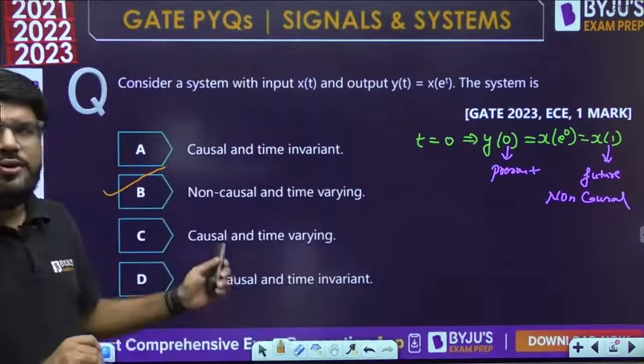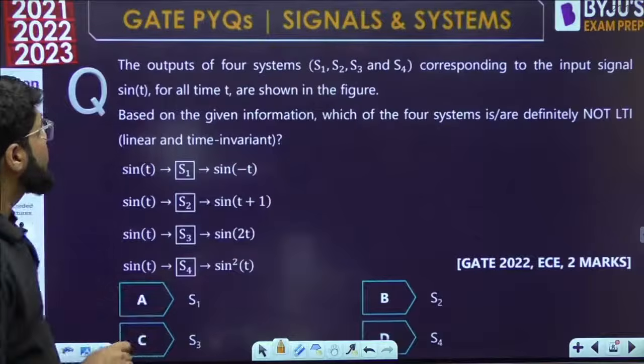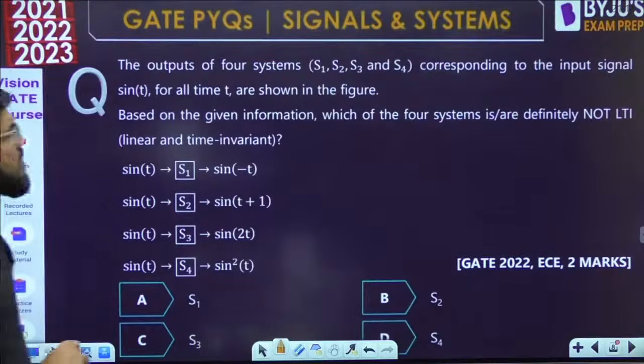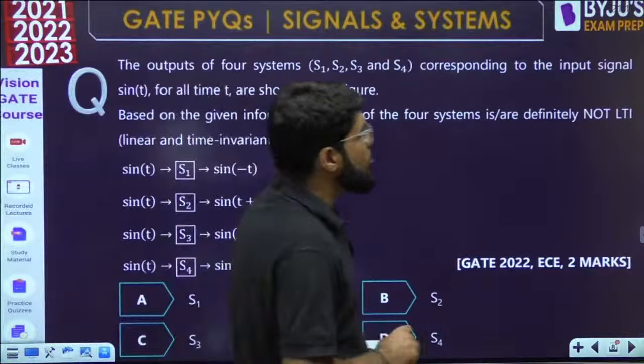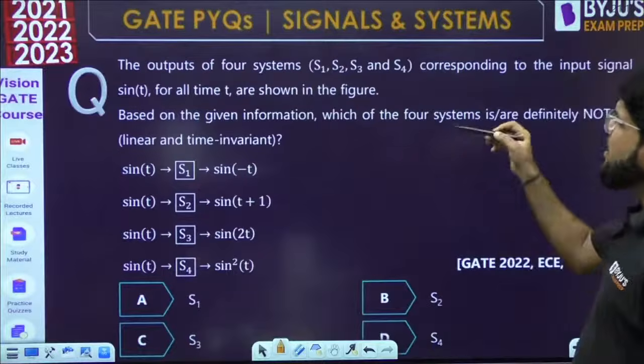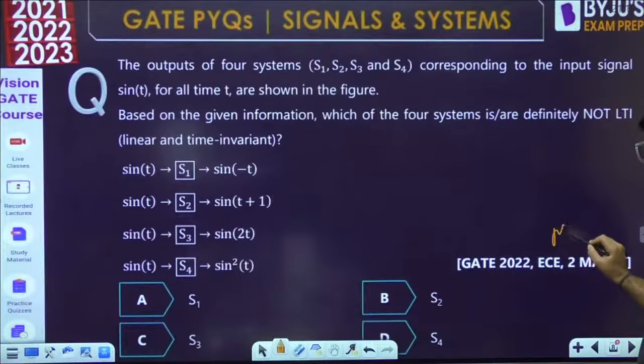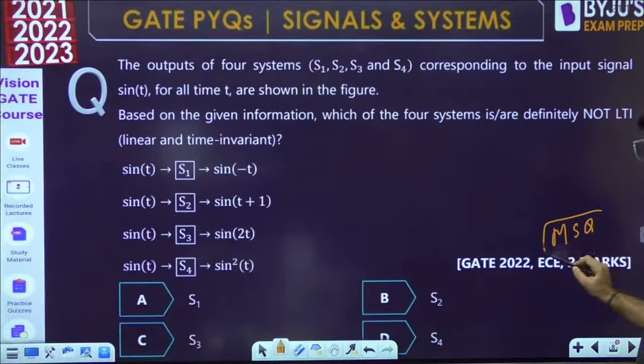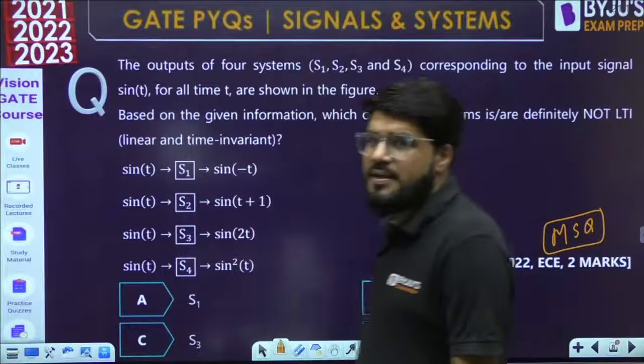Any doubts you can ask me. Next question, moving ahead, here it is. The outputs of 4 systems S1, S2, S3, S4 corresponding to the input signal sin t, for all time t, are shown in the figure. This is a 2022 EC 2 marks question. Let me also add that it is an MSQ question asked by GATE.